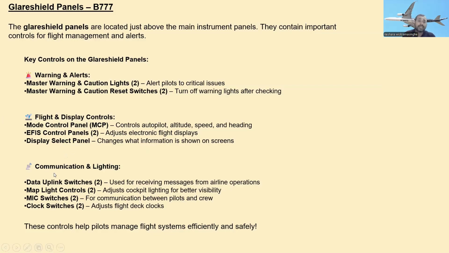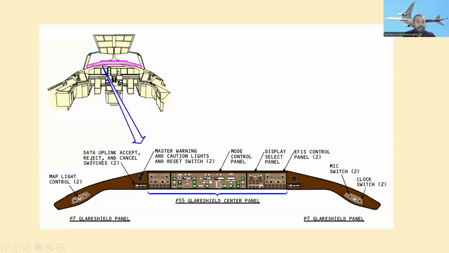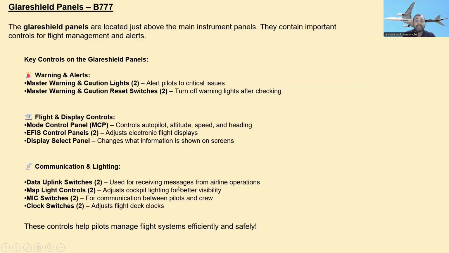The next one, communication and lighting. Under communication and lighting, they have four things: data uplink switches, they have two, map light controls, they have two, and mic switches and clock switches. Let's see the data uplink switches. Here are the data uplink accept, reject, and channel switches, two switches. They are used for receiving messages from airline operations.